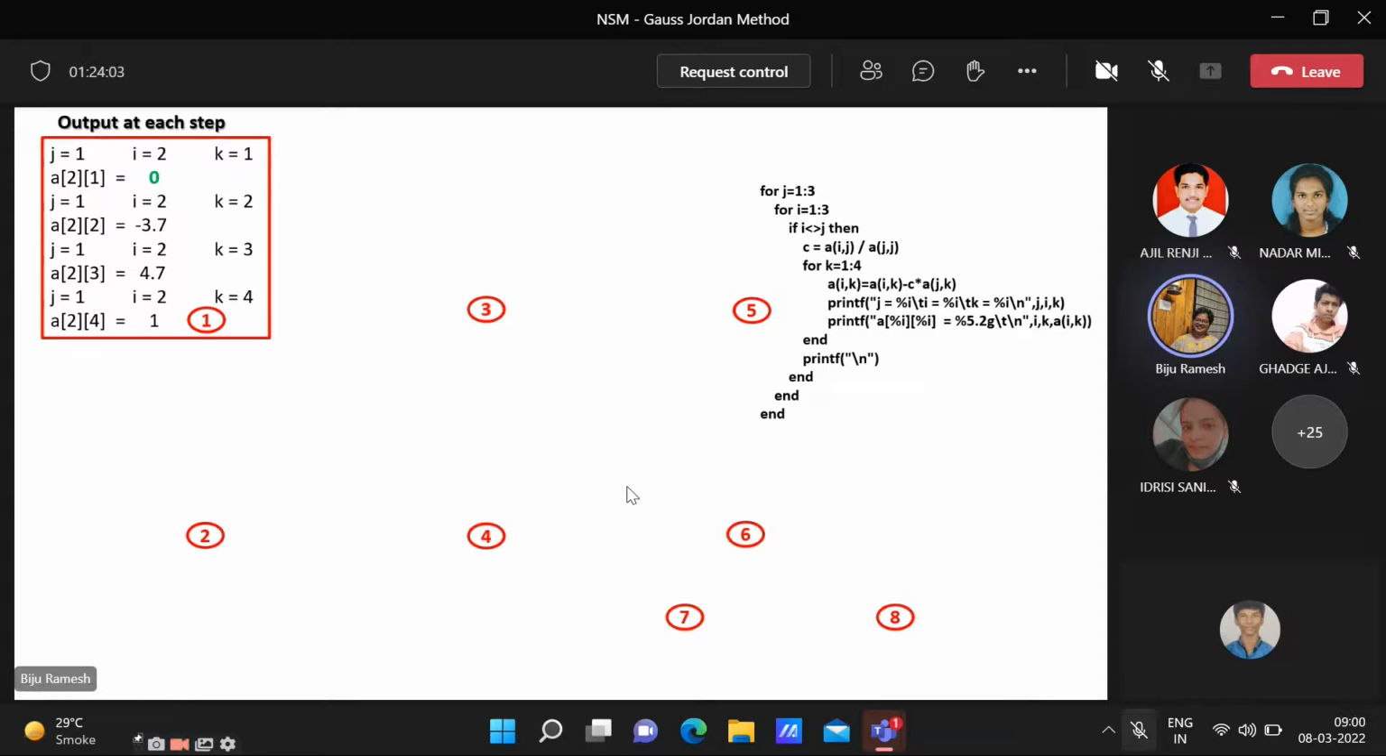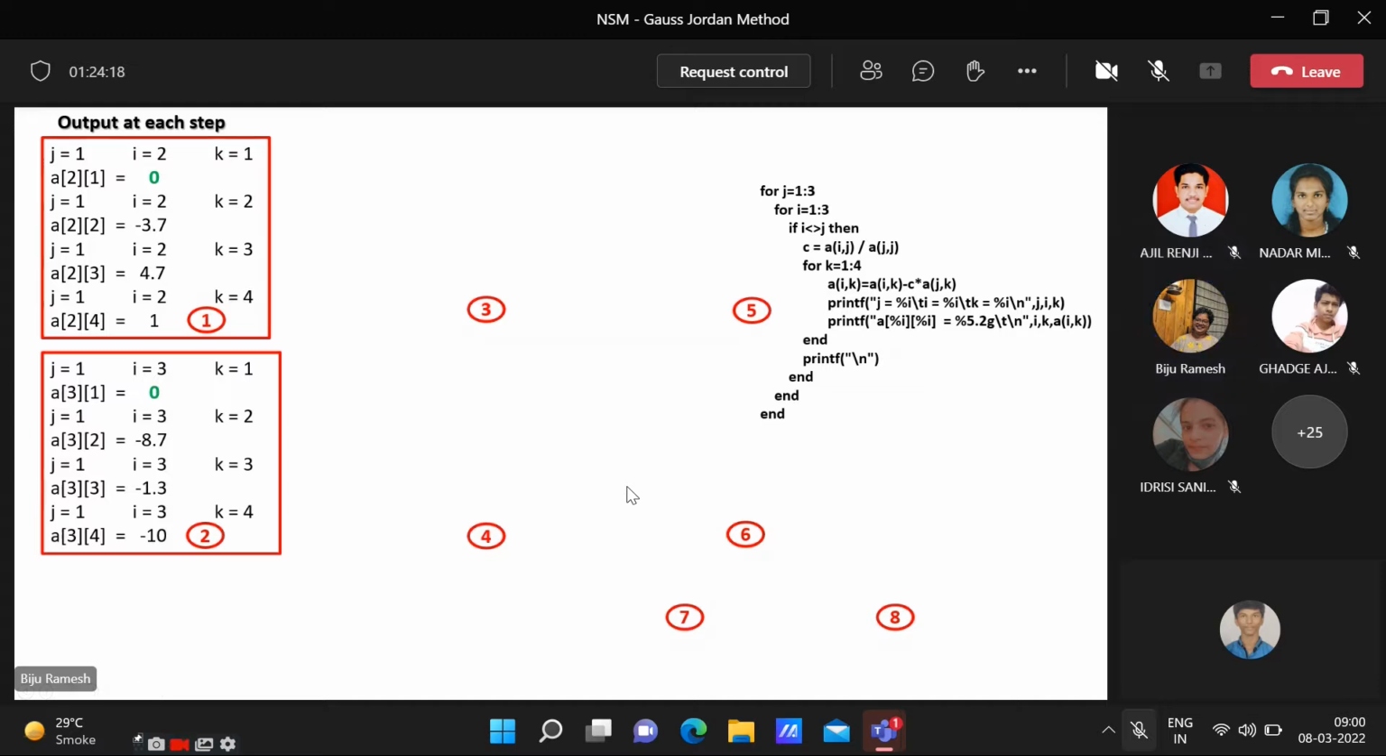Okay, this is happening in each loop. So you see here, as we discussed in the previous slide, A21 is reduced to 0 first. I have written it in green color. All the others, some value is calculated and you get to see the value over here. Then when I is equal to 3, k runs from 1 to 4. You see here I is equal to 3, and at that time A31 is reduced to 0.